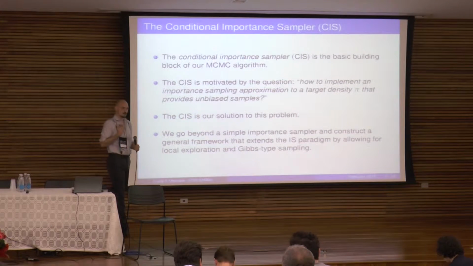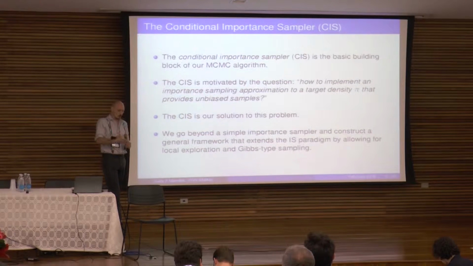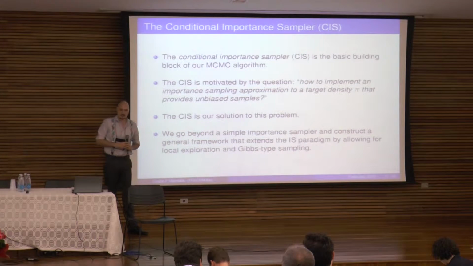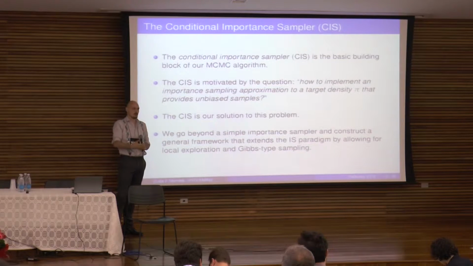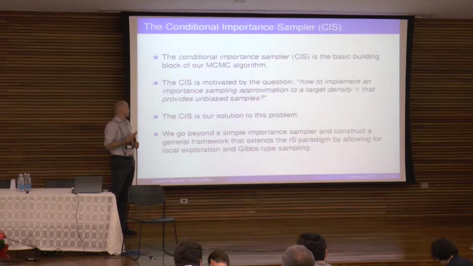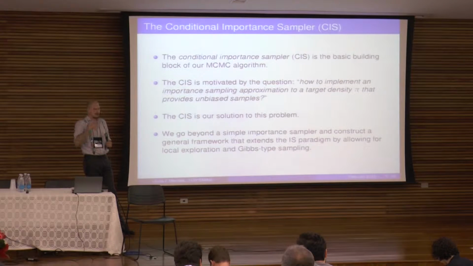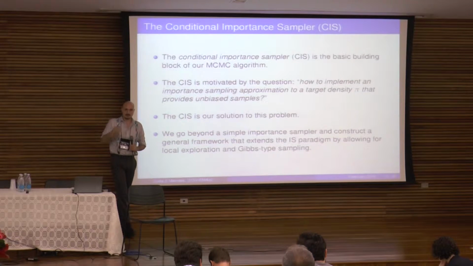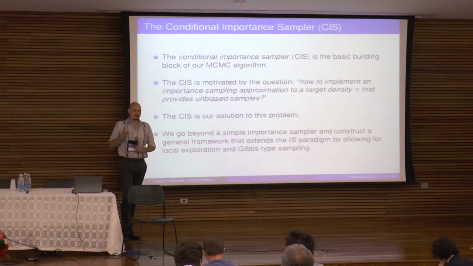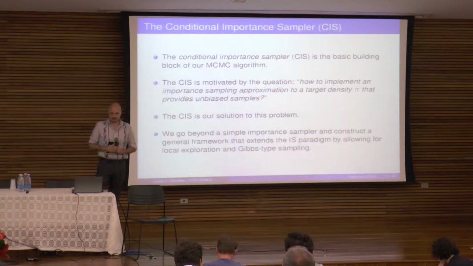So we want local proposals. We want to construct importance samplers to be used within an MCMC scheme. So we need to sample from an importance sampling approximation. So the question is, how can we implement an importance sampling approximation to a target density pi that provides unbiased samples? And our answer is what we call a conditional importance sampler. We see that this entity only lives within an MCMC scheme for a very good reason.